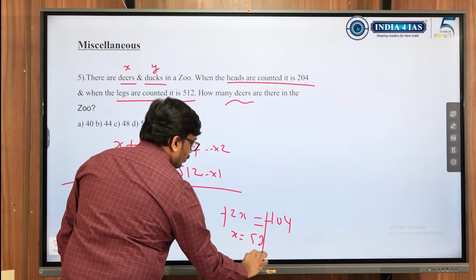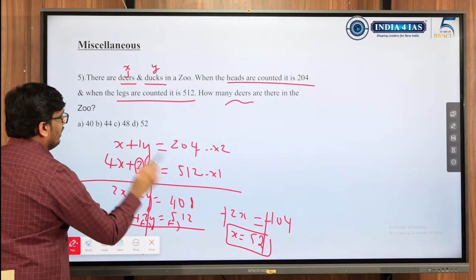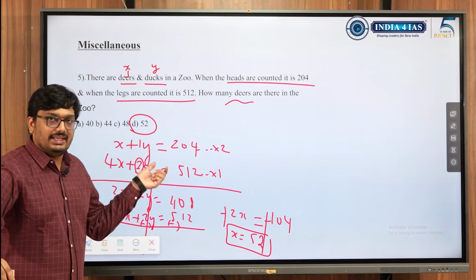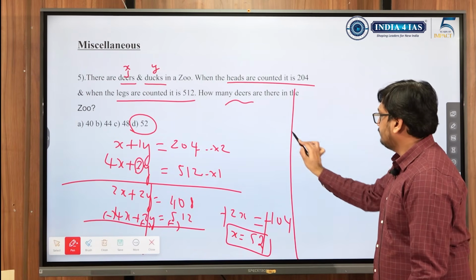2 5s are 10, 2 2s are 4, so X is 52. X is the number of deers. So how many deers are there? 52 deers are there. This can also be solved in another method very easily. Listen here.